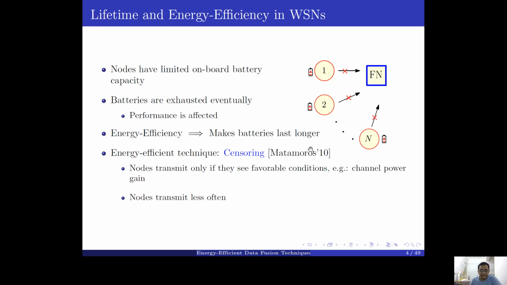For example, censoring is an energy efficient scheme in which the nodes transmit only if they see favorable conditions. Now, these favorable conditions can be the channel power gain experienced by the node or the quality of the observation recorded by the node. The key idea behind censoring is that they make the nodes transmit less. As a result of this, the nodes can conserve energy and hence they can enhance their lifetime.